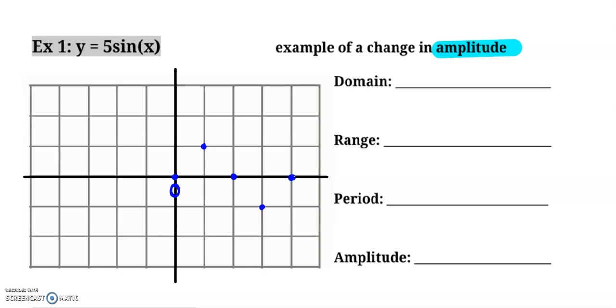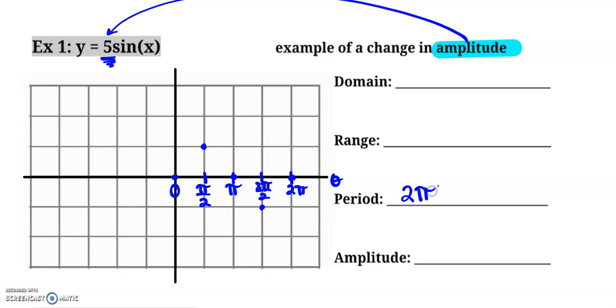I'm also going to notice that since there isn't anything else changing other than we're multiplying by 5, that's why I know this is an amplitude change, so I'm going to use the same scalars for my horizontal axis of theta. And that means my period is still going to be 2 pi.